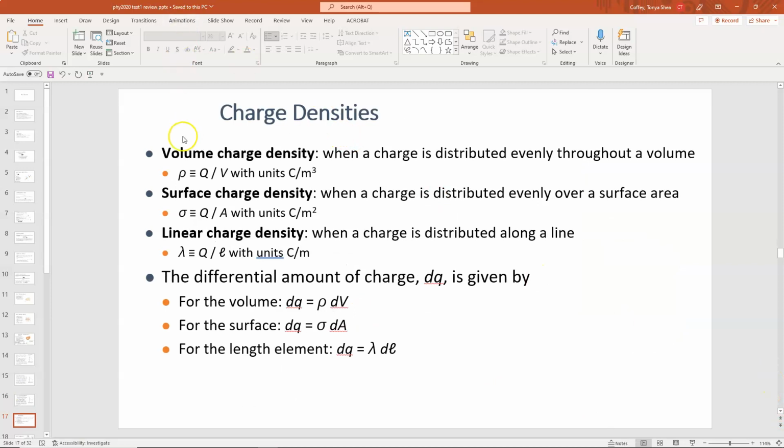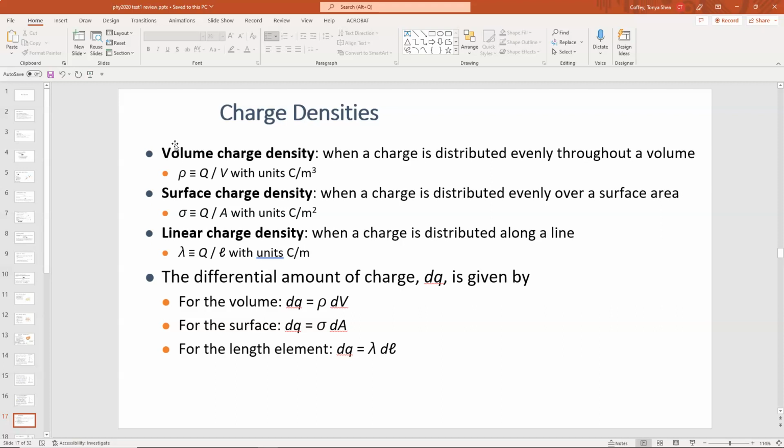Okay, now remember, we talked about dividing up your continuous charge distribution. You've got your little dq's, but you need to write your dq's in terms of a spatial coordinate because you don't want to integrate over charge. You want to integrate over space. And so remember that we do that with volume charge densities, surface charge densities, and linear charge densities.